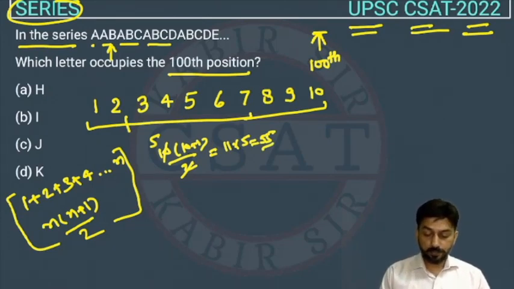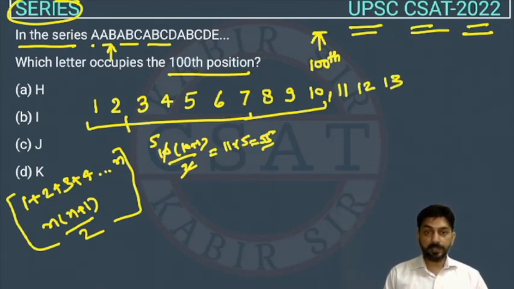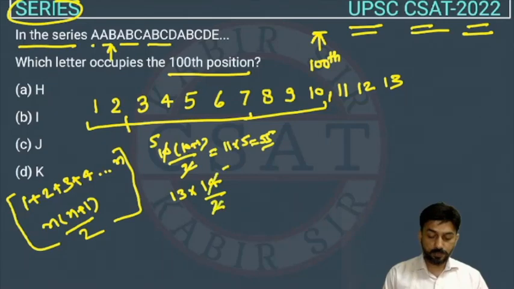So this is not sufficient, because we need the 100th position. So we have to move ahead: the 11th letter, then 12th letter, then 13th letter. You have to guess here, since 10 is not enough. So let's try for 13. 13 into (13 plus 1) 14, right, by 2, so this will be 7.